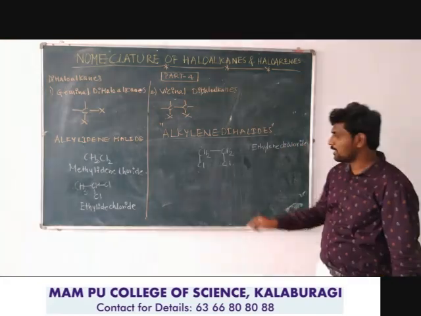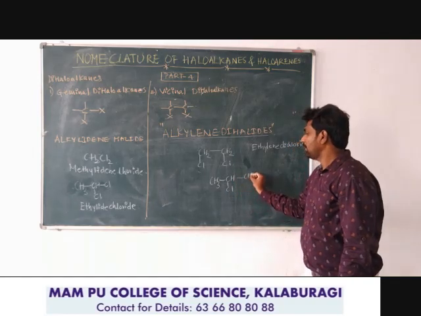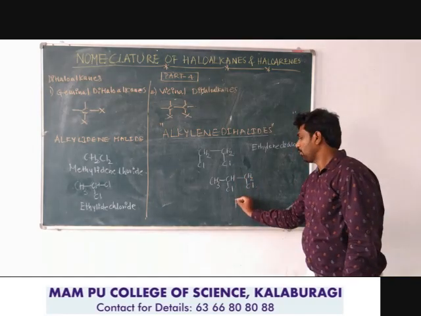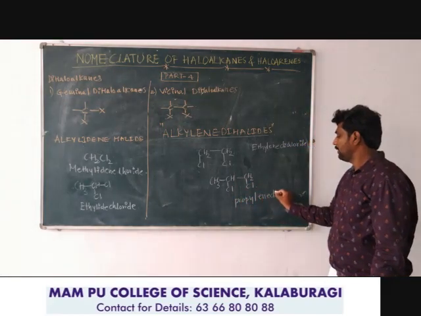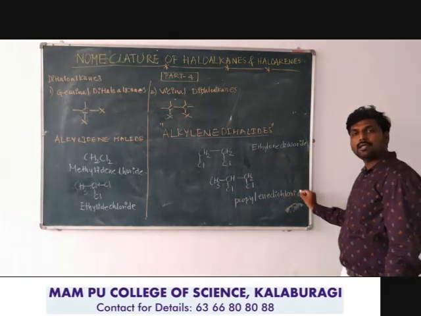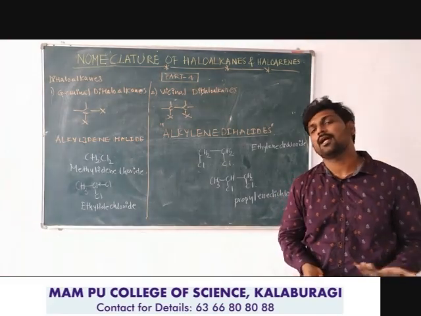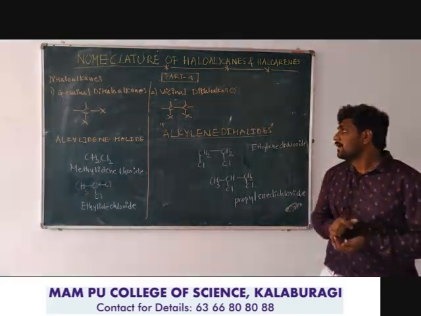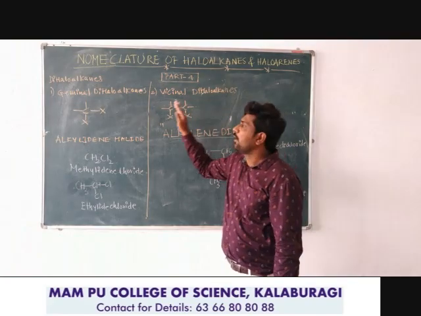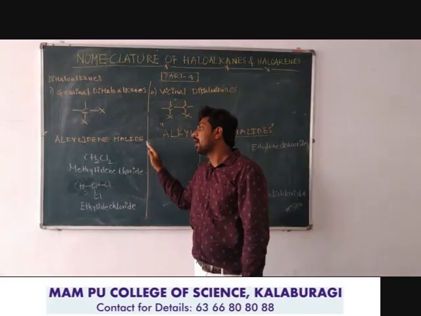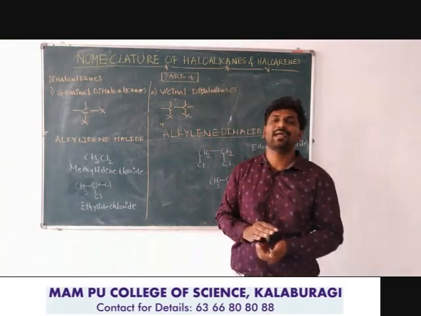Suppose three carbon atoms are there: CH3-CHCl-CH2Cl, propylene dichloride. Propylene dichloride, pentylene dichloride, hexylene dichloride, butylene dichloride, and so on. So generally it is alkylene dihalide for vicinal dihaloalkanes and alkylidene halide for geminal dihaloalkanes. So this is about the dihaloalkanes.